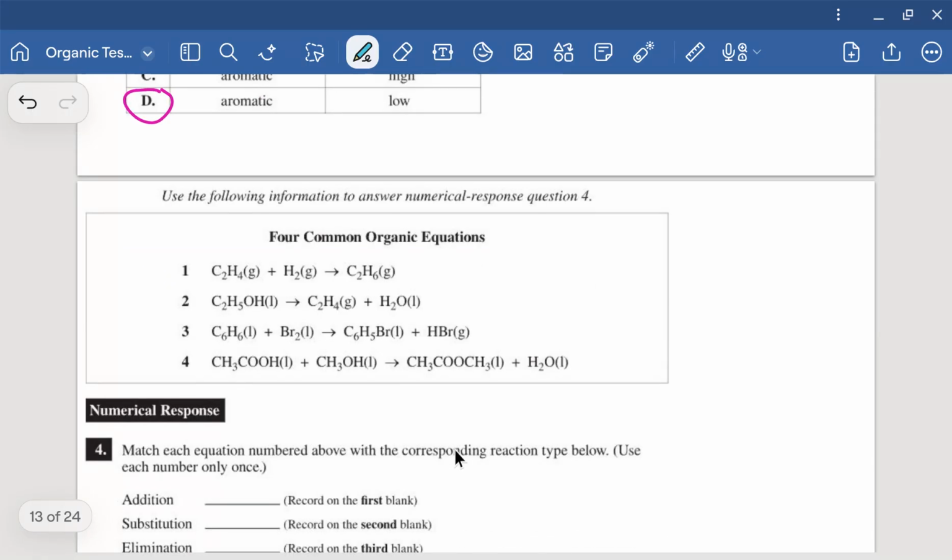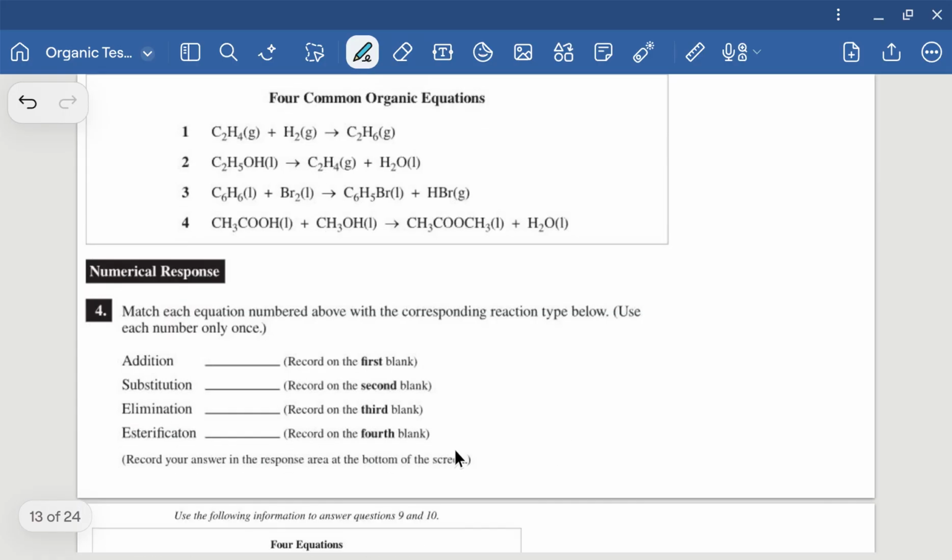Looking at our next part, getting into some reactions. If you have an addition reaction, you are breaking a double bond. And if you are breaking a double bond, then you have an alkene, adding a simple molecule, and then you'll end up with just one molecule. So the first one looks like it's going to be addition.